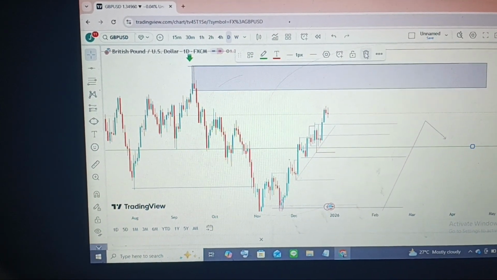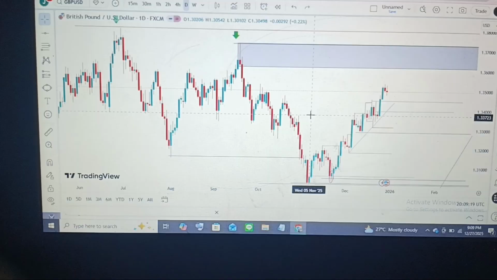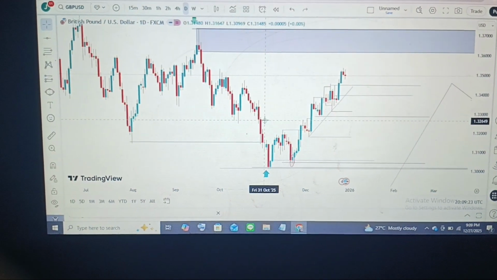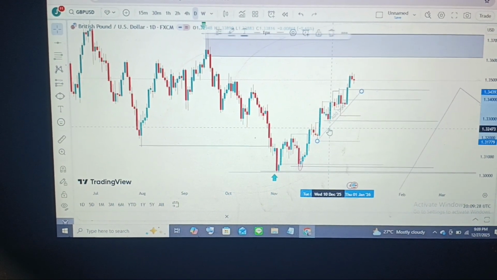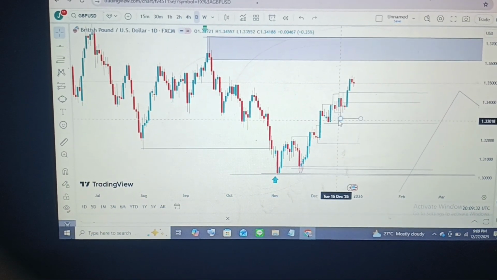Let me point out something. Now before the 4 hour, since we've been able to figure out that the daily time frame is giving us a bullish push to the upside, what we want to know is the structure. How is the daily time frame structure building up?